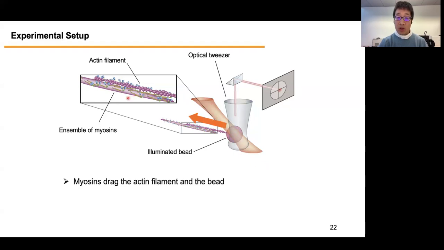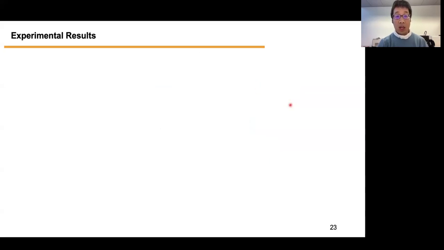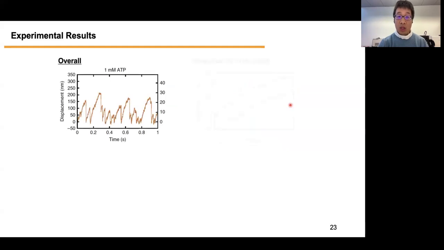And when myosins operate, they drag this actin filament and bead in this direction. And when that happens, the optical tweezer tries to restore this bead to the central position. So it exerts a counterforce against the operation of myosins. And the movement of the bead is recorded by the reflection of the laser light. And these are the experimental results.